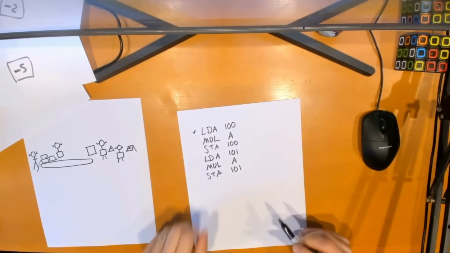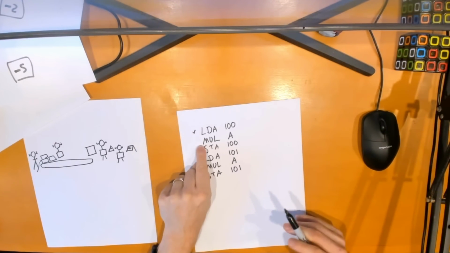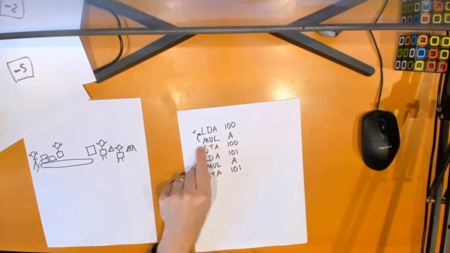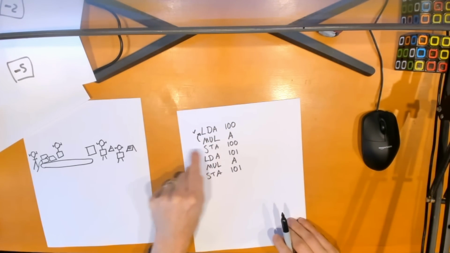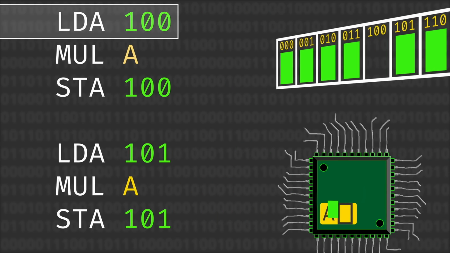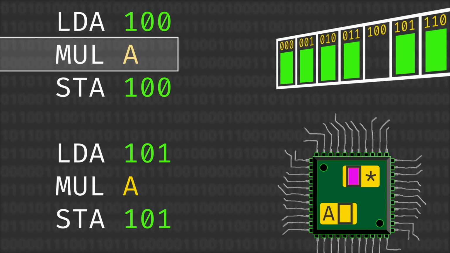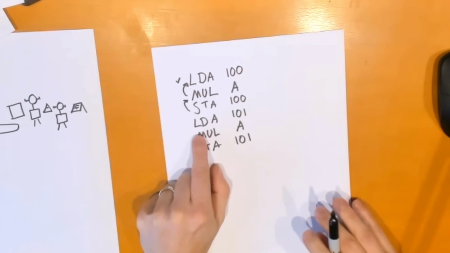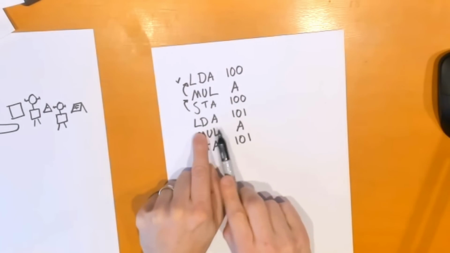Okay, great. Multiplying A, well, I need to have read A before I can multiply with A. So this needs the previous thing to finish. I'm going to put a little arrow here to say this depends on the result of the previous instruction. Similarly, we can't store the result until we've done the multiply, so this depends on the previous instruction. Now, we're back to a new load A with 101.